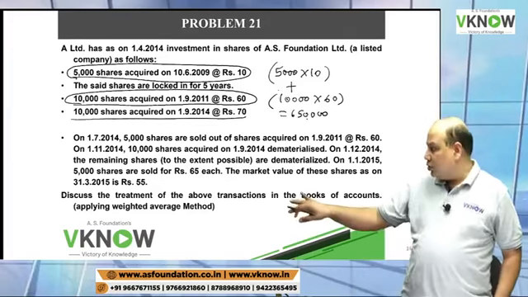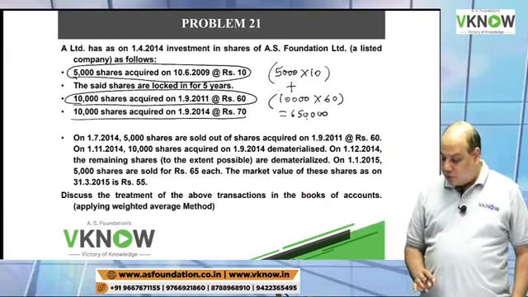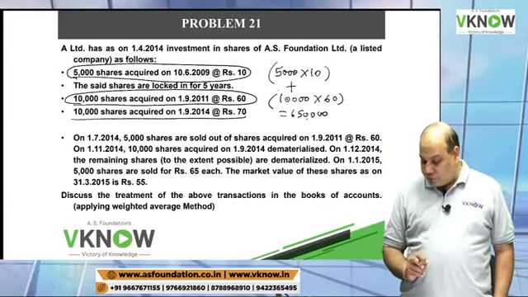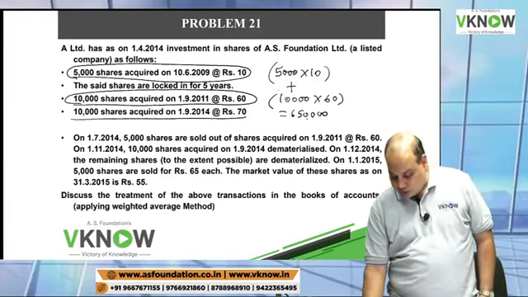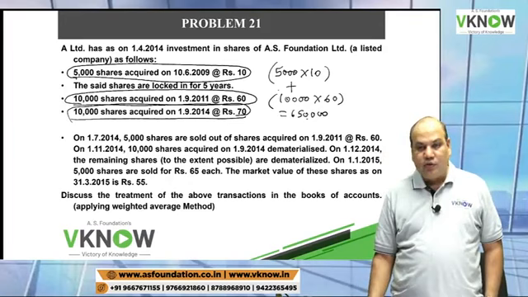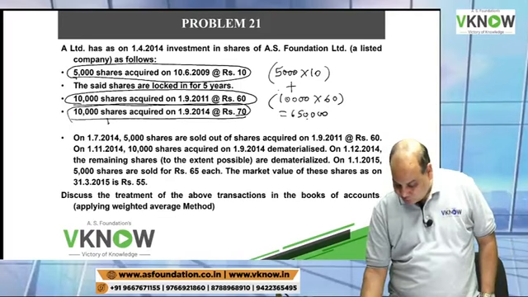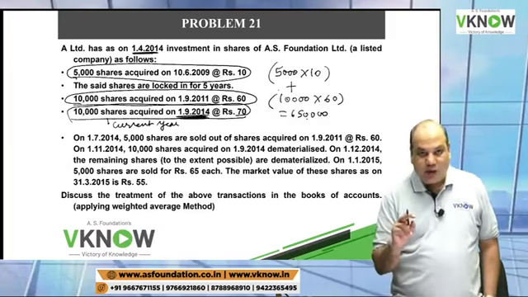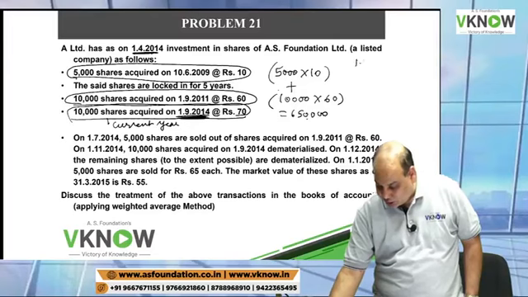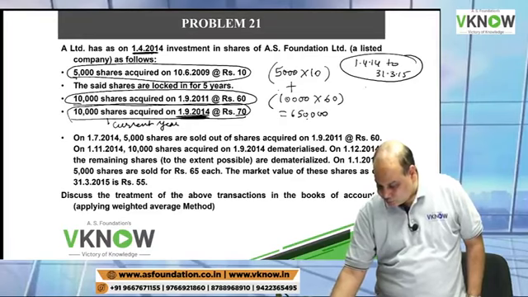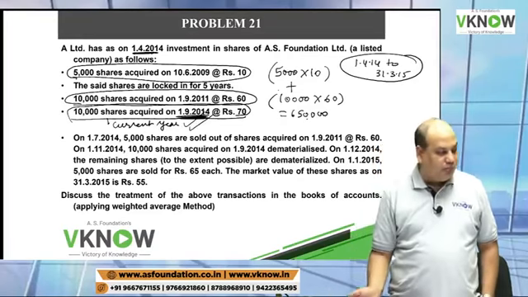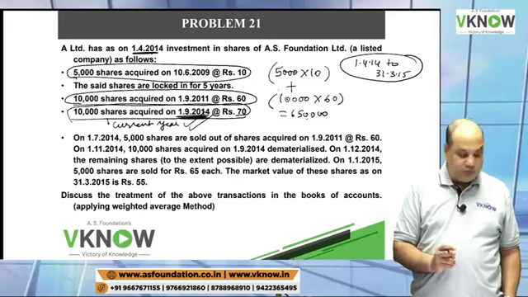10,000 shares were acquired on 1/9/2014 at rupees 70. This is a current year transaction, because this is 1/9/14 and our year begins on 1/4/14. So anything between 1/4/14 and 31st March 15 will be a current year transaction. Before that is opening balance. Okay. Next line.